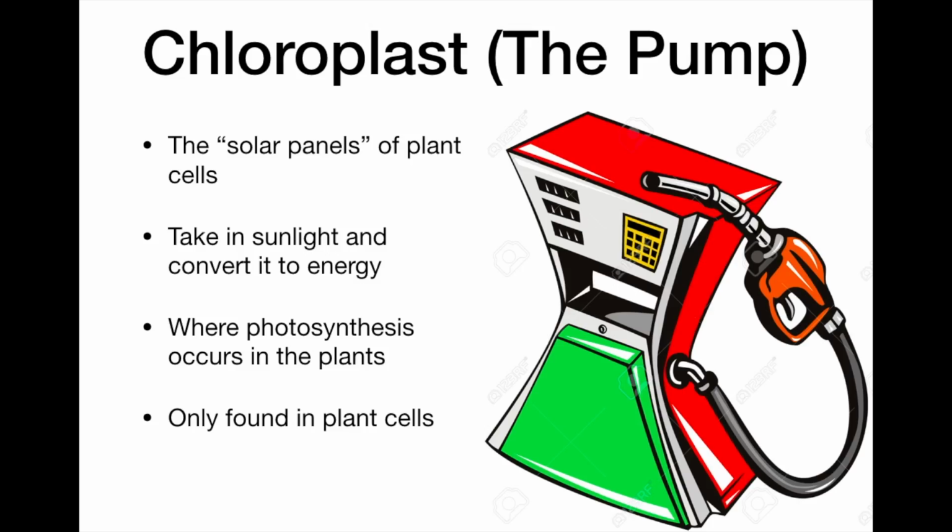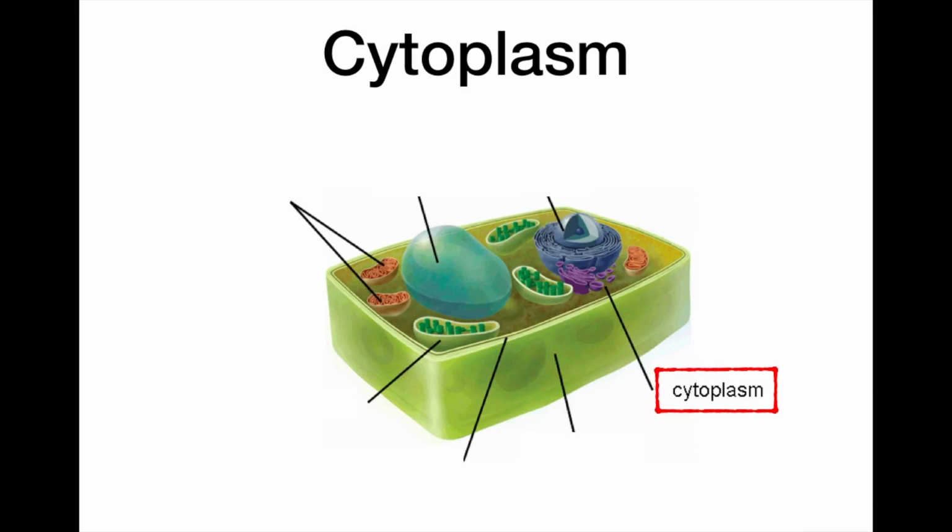Chloroplasts. Chloroplasts are like the pump. That's where we get our energy for the car. That's like the gas for the car is like what the chloroplast does for the cell. So, chloroplasts take in sunlight, that's kind of like the gas, and convert it into energy. In the chloroplast, photosynthesis occurs. That's where the energy comes from for the cell, and it's delivered to the mitochondria. Only chloroplasts can be found in plants. So if you see a chloroplast, it's going to be a plant cell.